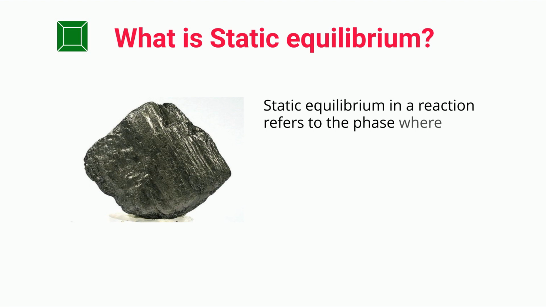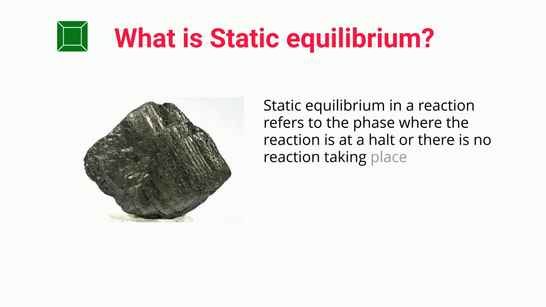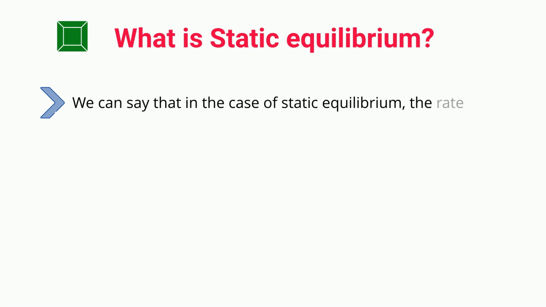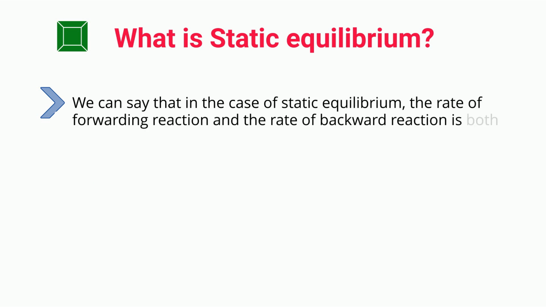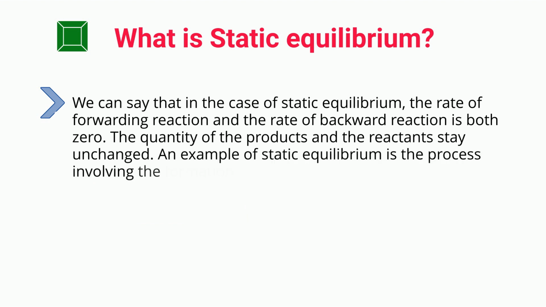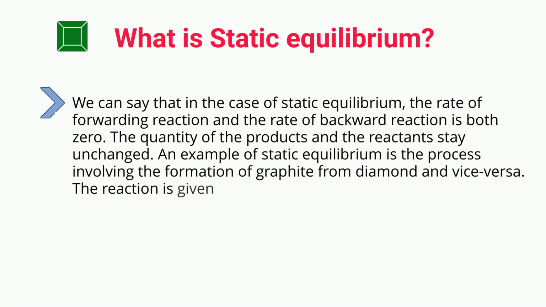Static equilibrium in a reaction refers to the phase where the reaction is at a halt, or there is no reaction taking place between the reactants or the products. We can say that in the case of static equilibrium, the rate of the forward reaction and the rate of the backward reaction are both zero. The quantity of the products and the reactants stays unchanged.